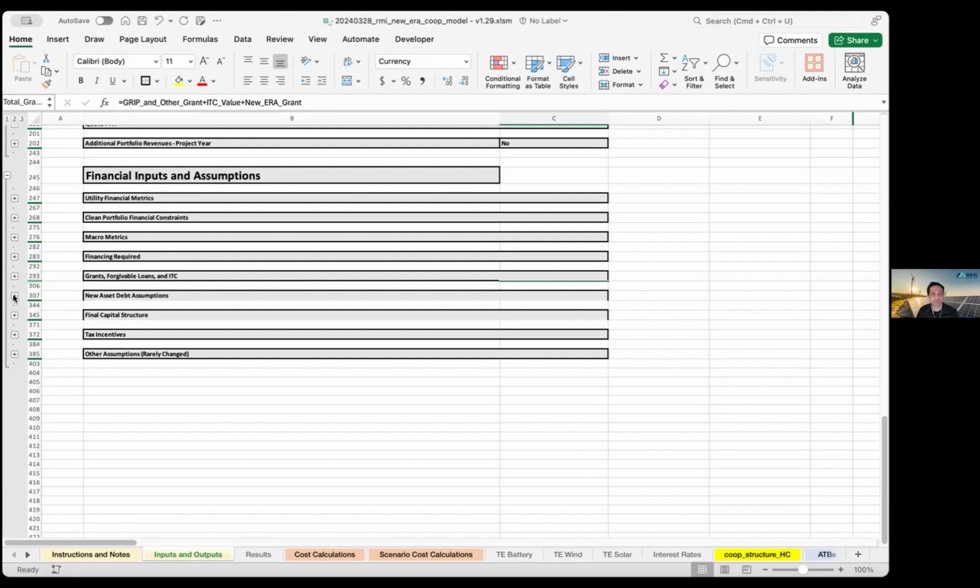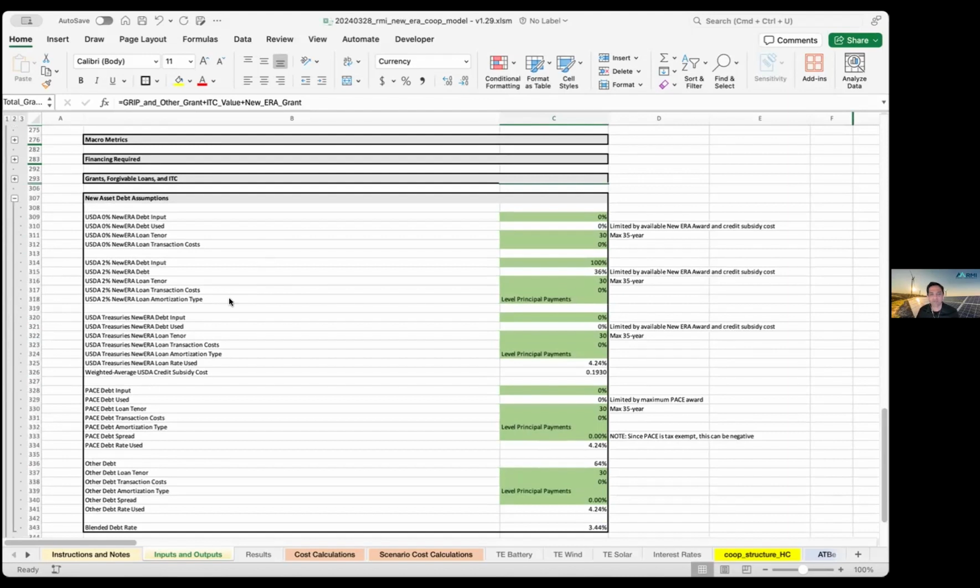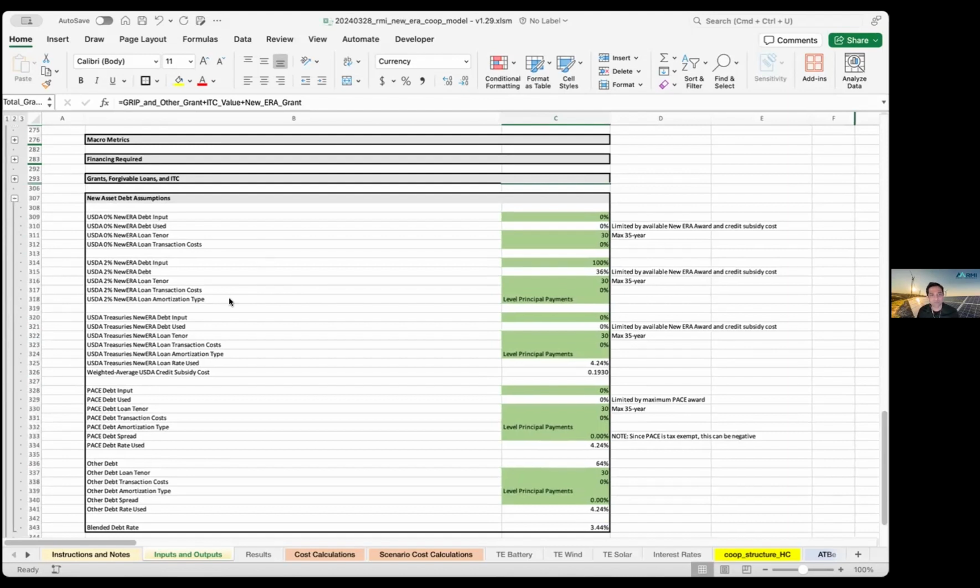The next section focuses on the options that you have for debt financing. Now, our model currently focuses primarily on the long-term debt that you use to pay off this asset. It does not at present include the ability to vary inputs on any construction debt or financing that's used. So the assumptions here are around what fraction of USDA New Era, PACE, or other debt is used to provide long-term financing for this portfolio of assets.